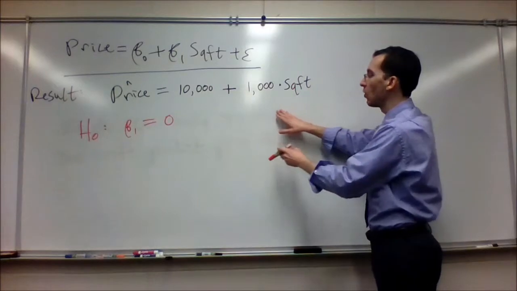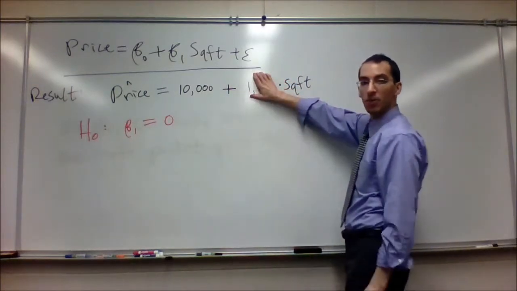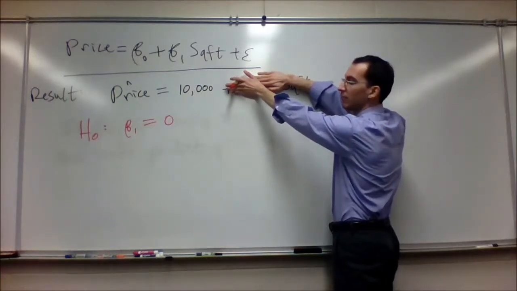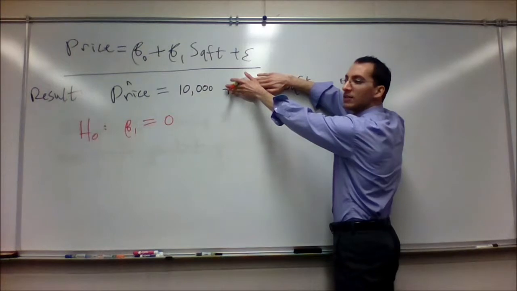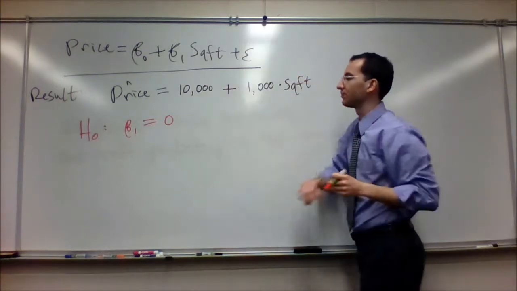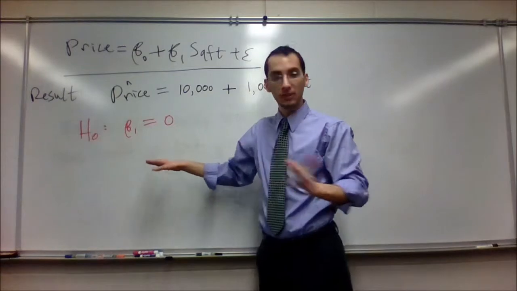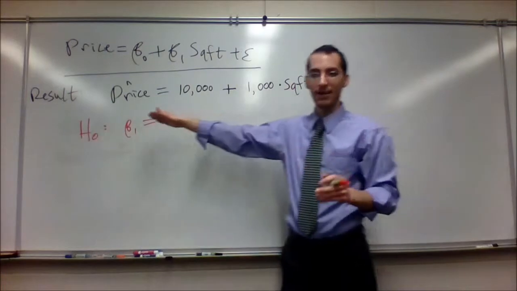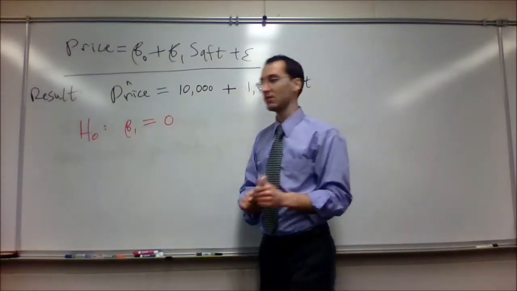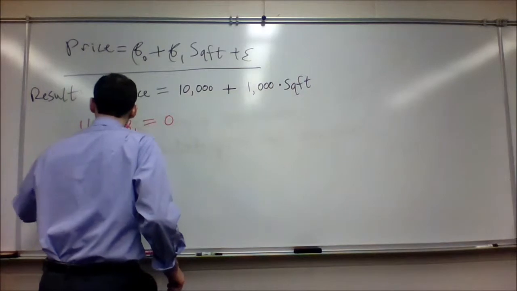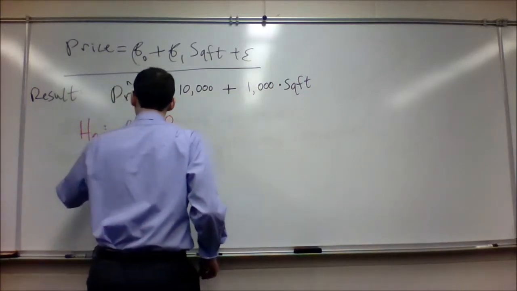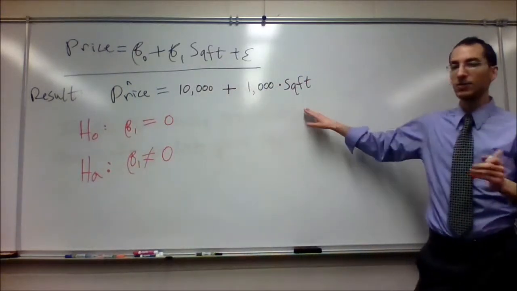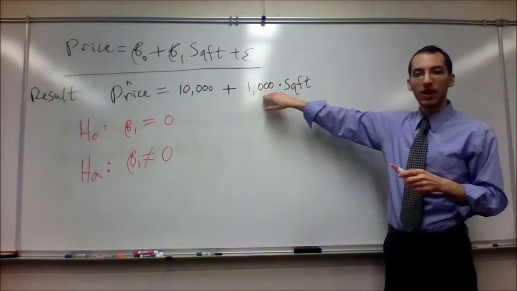Because what happens when I put in a 0 for my slope coefficient? Then this whole thing goes away. And I'm just left with price equal to some single number, which I'll get to in a second. So our null hypothesis for every slope coefficient ever is that it's equal to 0, that there's no relationship at all between square feet and price. Naturally, our alternative hypothesis is that the slope coefficient is not equal to 0. That there is some value here.